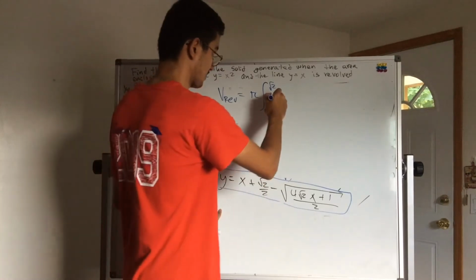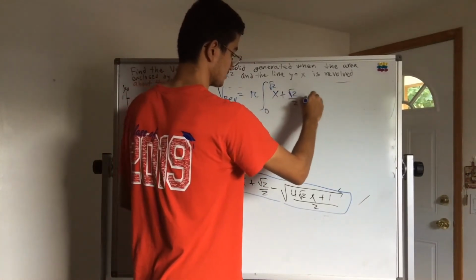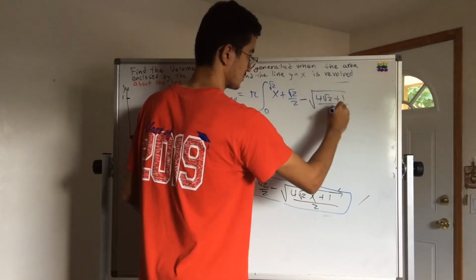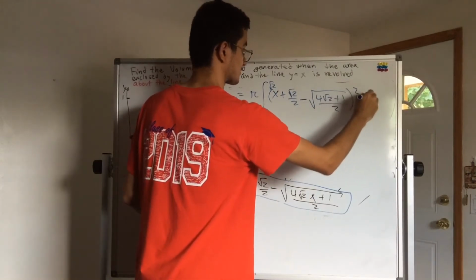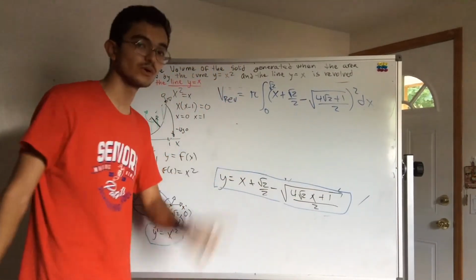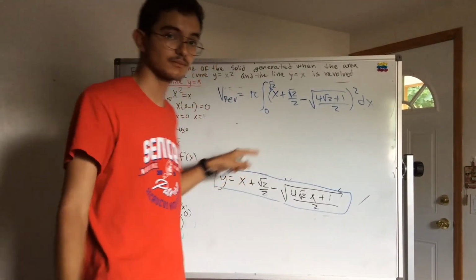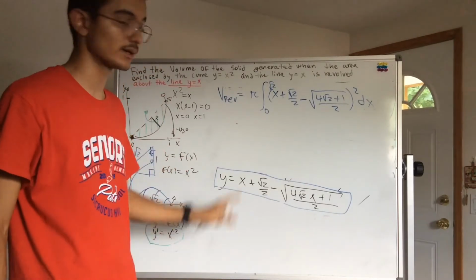So we're going to put f of x over here: x plus root 2 over 2 minus the square root of 4 radical 2 plus 1 divided by 2, all of that squared dx. This is going to be the volume of revolution. You can go ahead and put it in the calculator, but I'm going to try evaluating it without a calculator first.